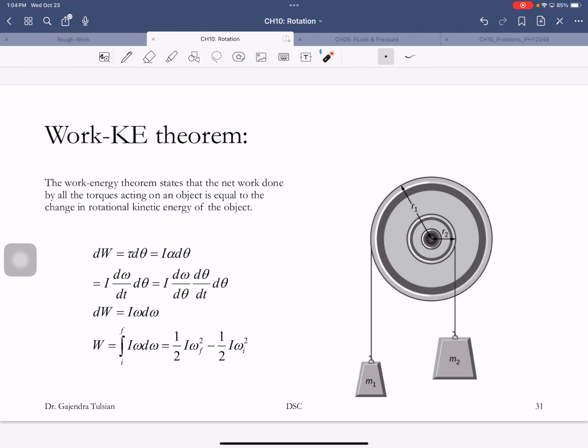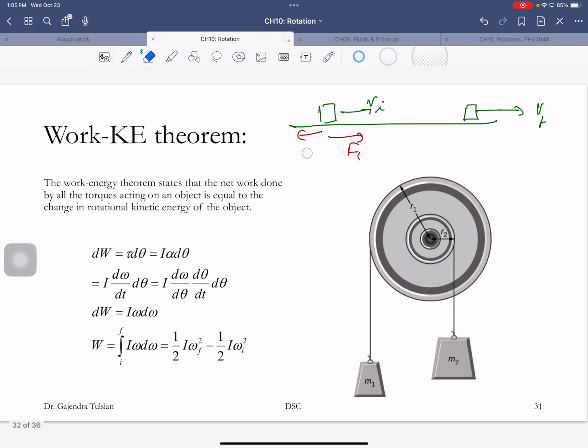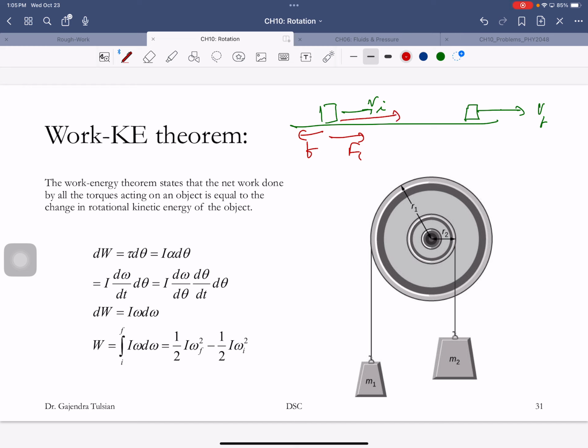Okay, so this is the work kinetic energy theorem for linear motion. Let's say initial velocity, final velocity. Let's say there were several forces acting on this object. So we'll say friction and so on, F2, F3. If you add up the work done by all these, what the work kinetic energy theorem told you was the net work done was equal to the change in kinetic energy.